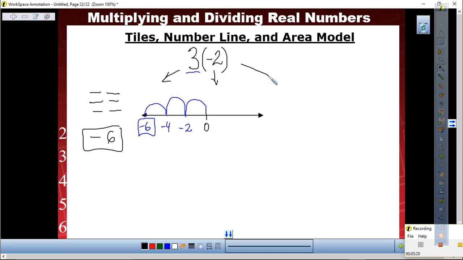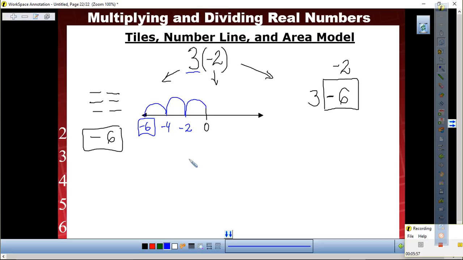And the last way of representing this would be with the area model. I want you to draw a rectangle. I'm going to put whatever's inside the parentheses up here, -2, and the other factor right here. To find the area of this rectangle, first we start with the symbols. Are they the same sign? No, so the answer is negative. Now we do the computation. 3 times 2, that is 6. Very simple? Yes? Okay, let's do another one.